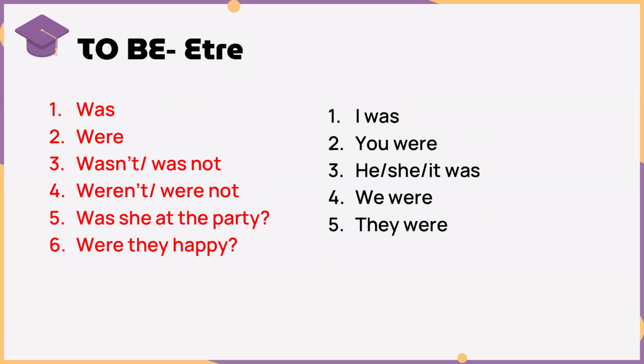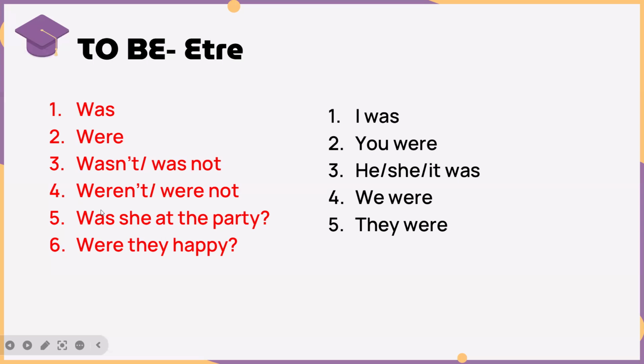In the affirmative form, I can use was or I can use were. I was. You were. He, she, it was. We were. They were. And that's it. We just use it like that and the complement in the sentence. If we're using the negative form, wasn't or was not, weren't or were not, I could say I was not. You were not. He, she, it was not. We were not. They were not.